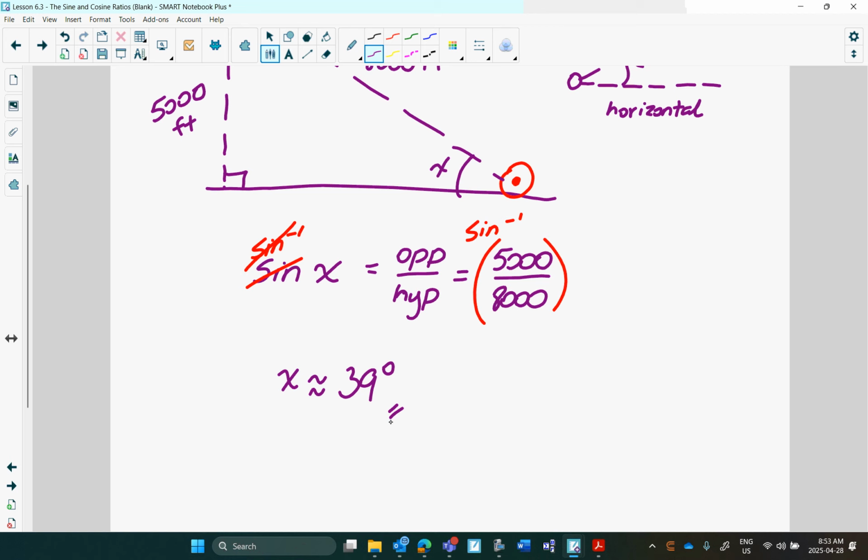So really, there's only one more thing left to do, and that's how to find missing sides using sine and cos, which we'll talk about on Friday. So for Friday, you should have exercise 6.3 done.